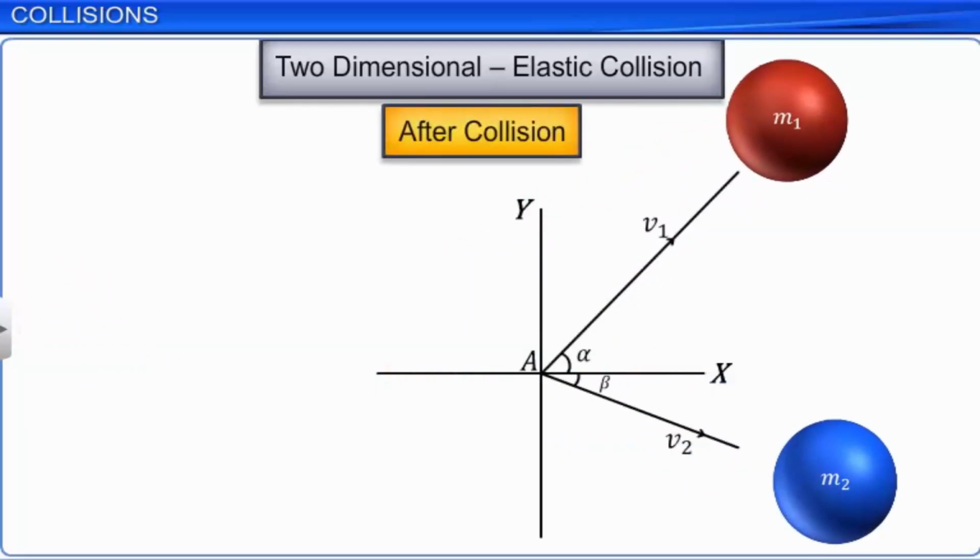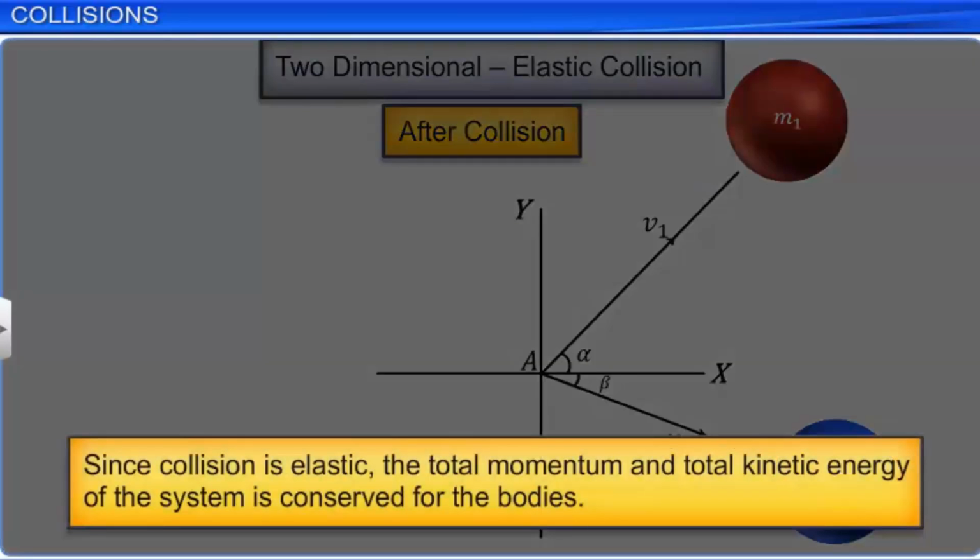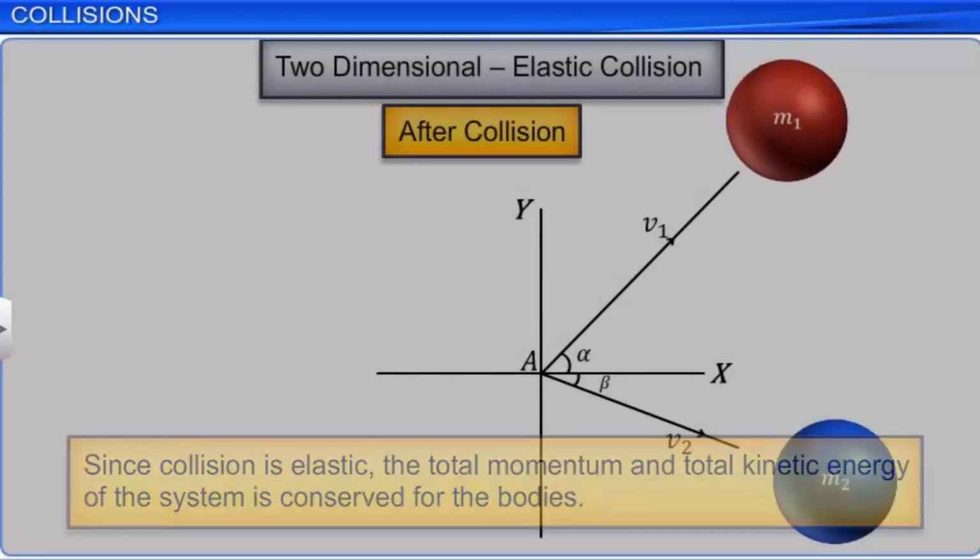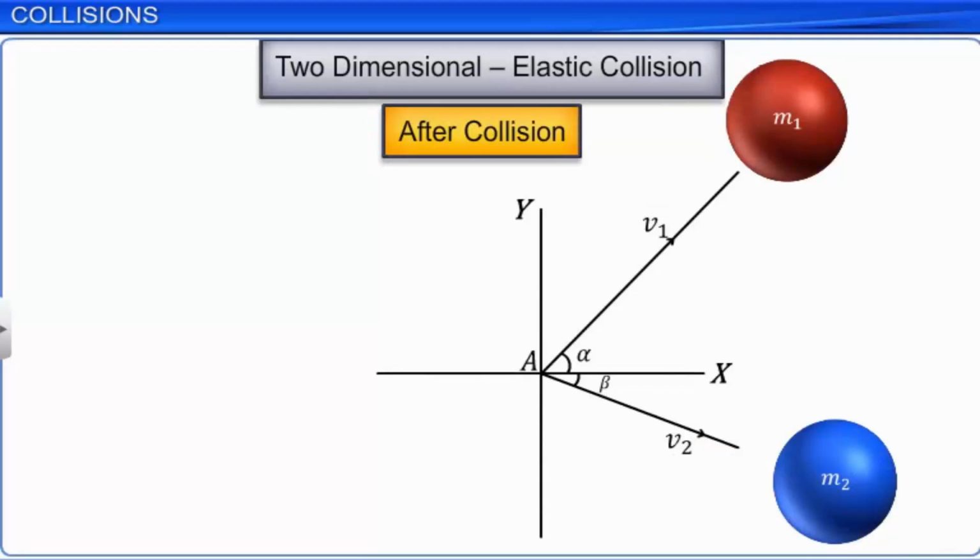Just after the collision, m1 moves away with velocity v1, making a positive angle alpha with the x-axis, and m2 moves away with velocity v2, making a negative angle beta with the x-axis. Since the collision is elastic, the total momentum and total kinetic energy of the system must be conserved for the bodies. The law of conservation of momentum must be applied both along the x-axis as well as the y-axis.